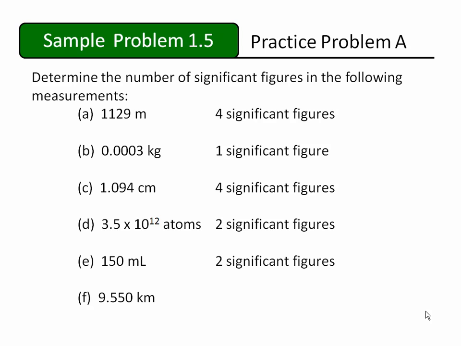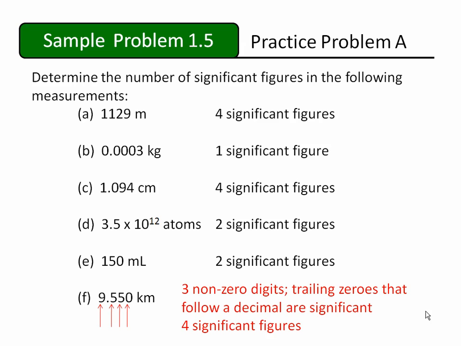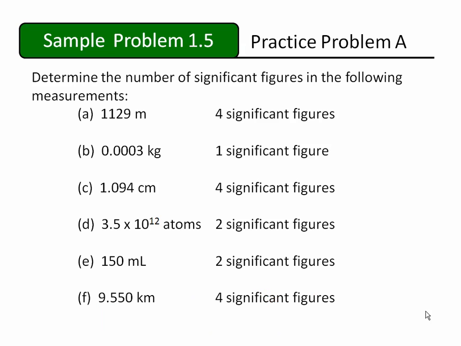The value 9.550 kilometers has 3 non-zero digits, and it has a trailing 0, but a decimal point is shown, so we will include that with our significant figures. And 9.550 has a total of 4 significant figures.